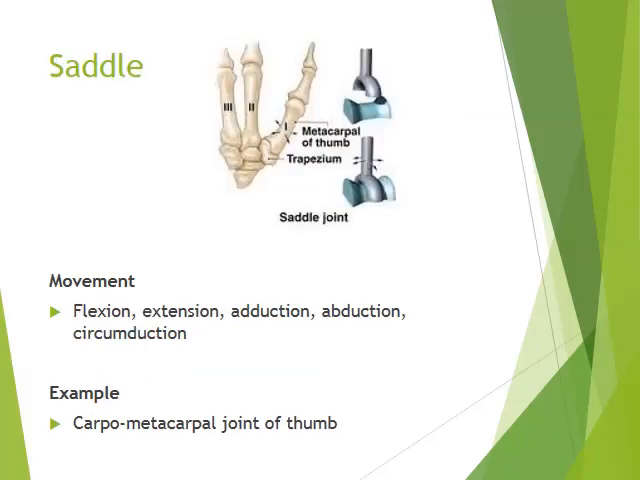A saddle joint is where one bone sits over the top of another bone, similar to a rider sitting on the saddle of a horse. It provides flexion, extension, adduction, abduction, and circumduction. And an example of this is the carpo-metacarpal joint of the thumb.